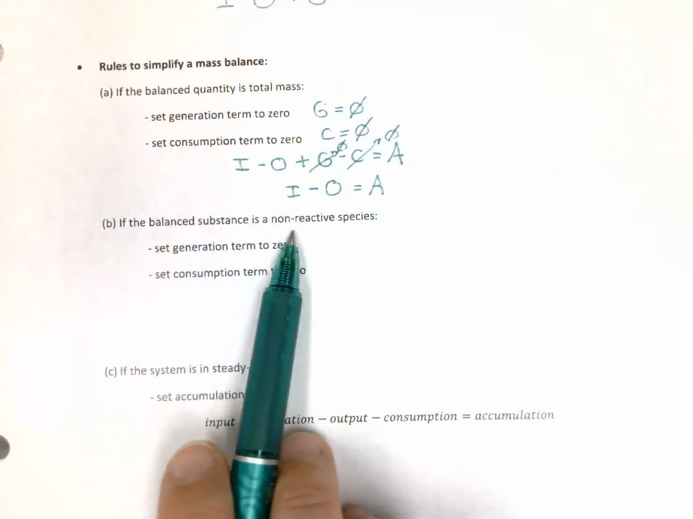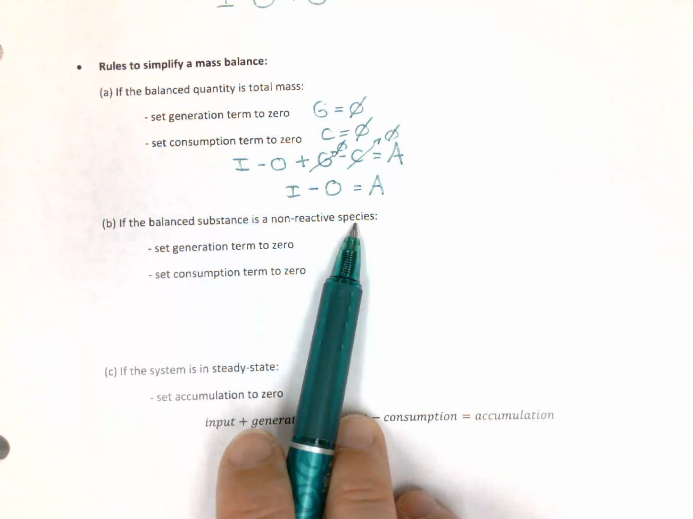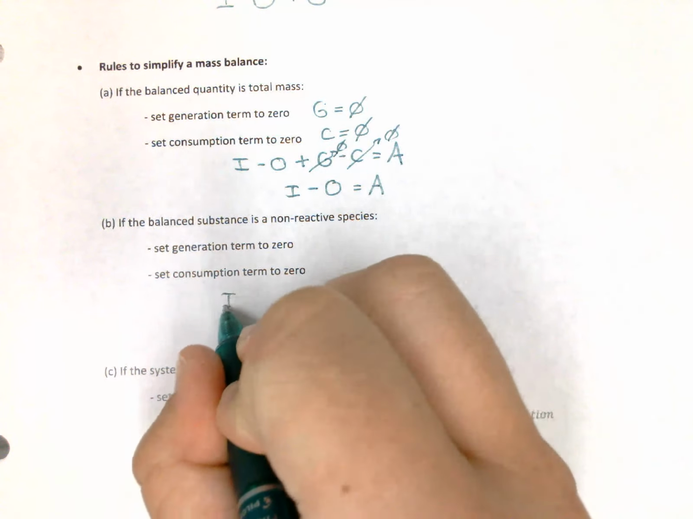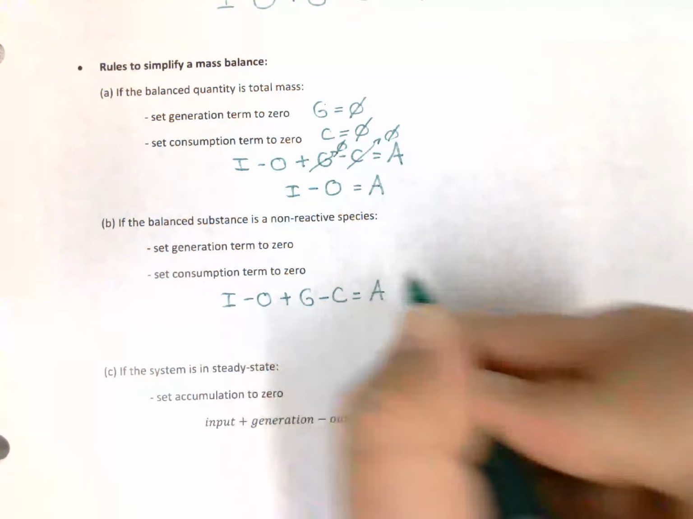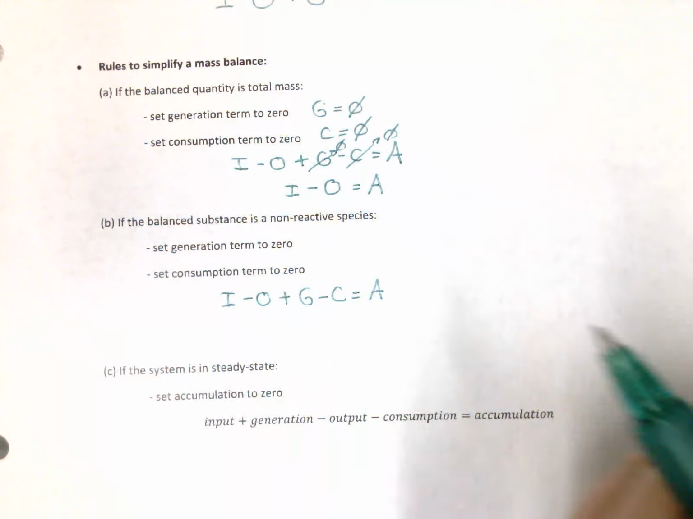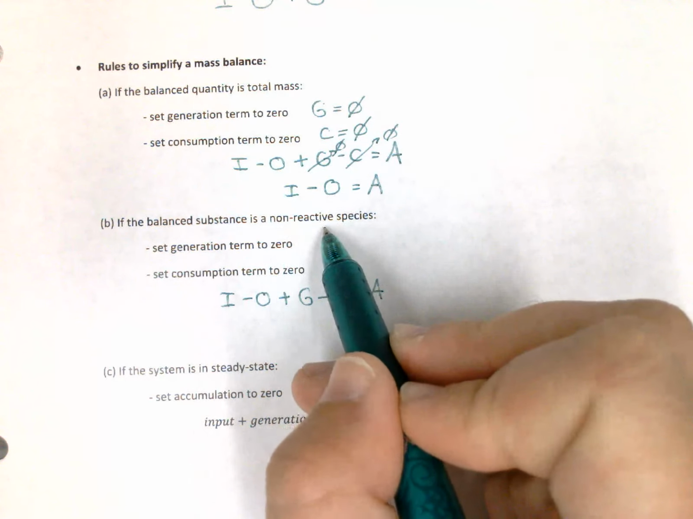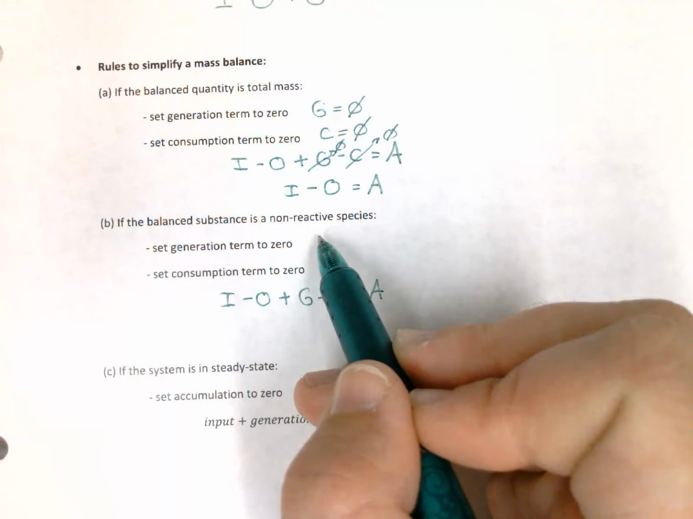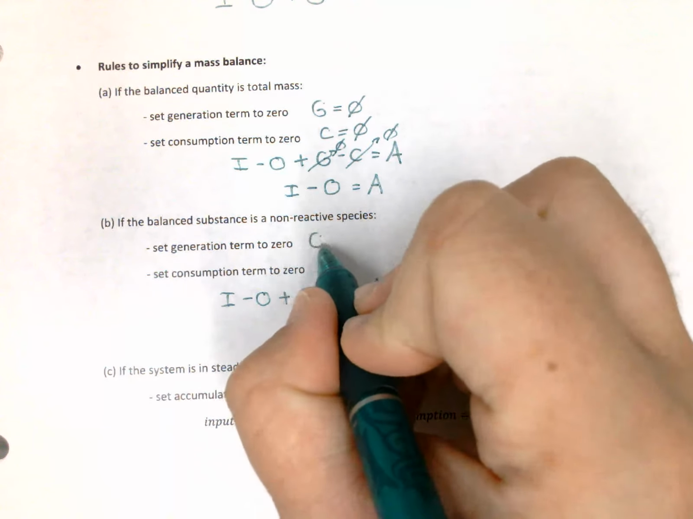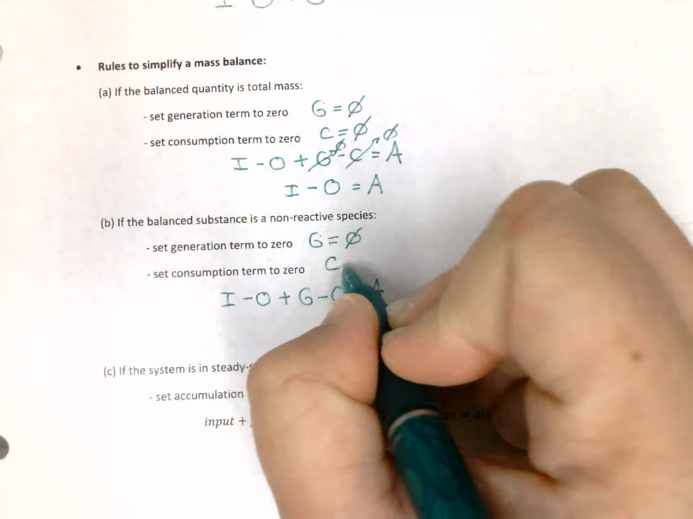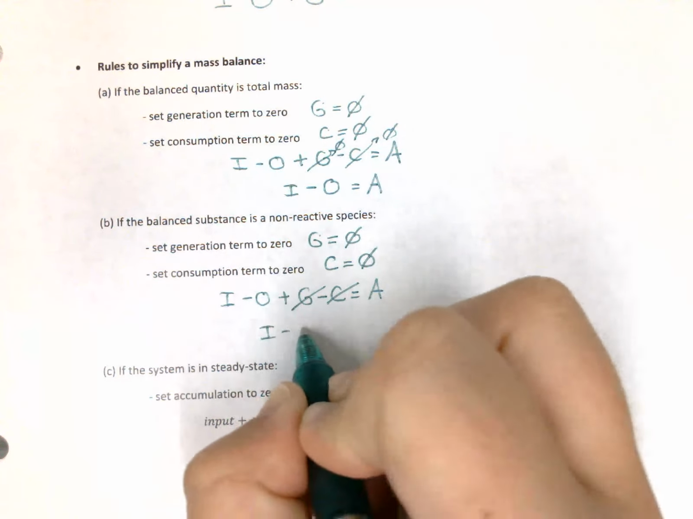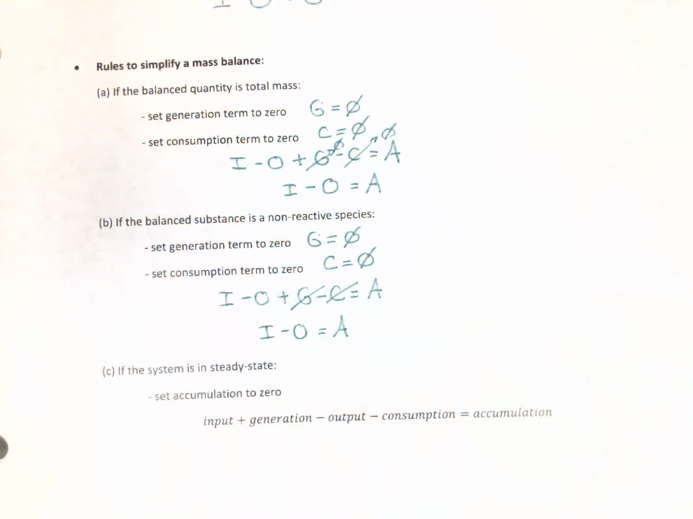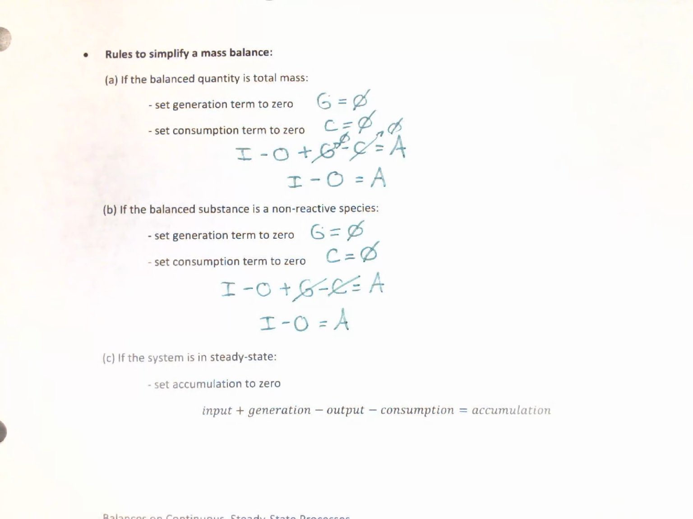Next, if the balanced substance is a non-reactive species, let's write our mass balance out again. It's always good practice to write this out every time you start a problem. If it's a non-reactive species, you're not going to generate or consume anything in the system. So same thing as last time, generation can be set to 0 and consumption can be set to 0. So this balance will simplify to input minus output equals accumulation. Anytime you can get rid of terms, that's going to help you quite a bit.